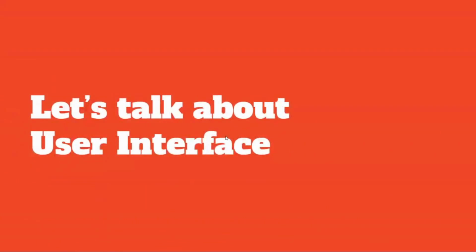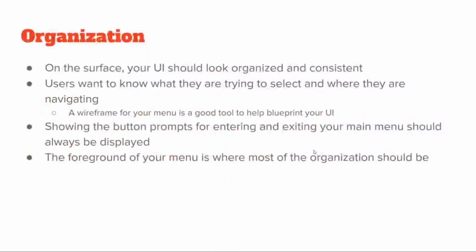So let's start talking about user interface. Organization. On the surface, your user interface should look organized and consistent. What this means is you shouldn't have all your buttons just mishmashed and all over the place. Just a simple vertical or horizontal list should get the job done. Users want to know what they are trying to select and where they are navigating. So having a sign or a tab like, say, menu or options or custom games would be enough. A wireframe for your menu would be a good tool to help blueprint your UI. I recommend Figma, but I'll talk about it later.